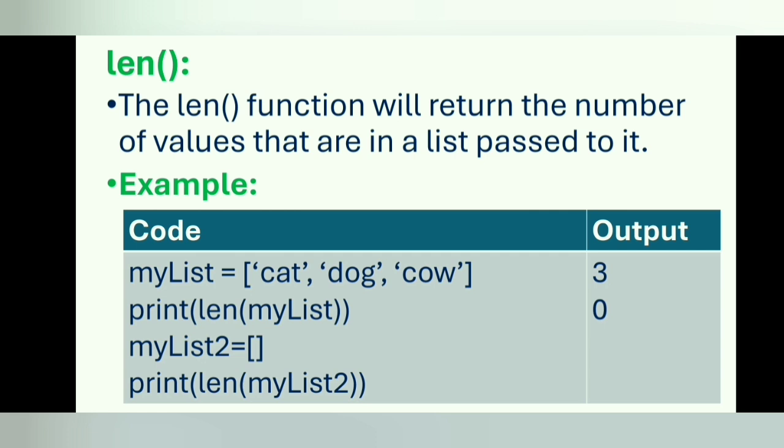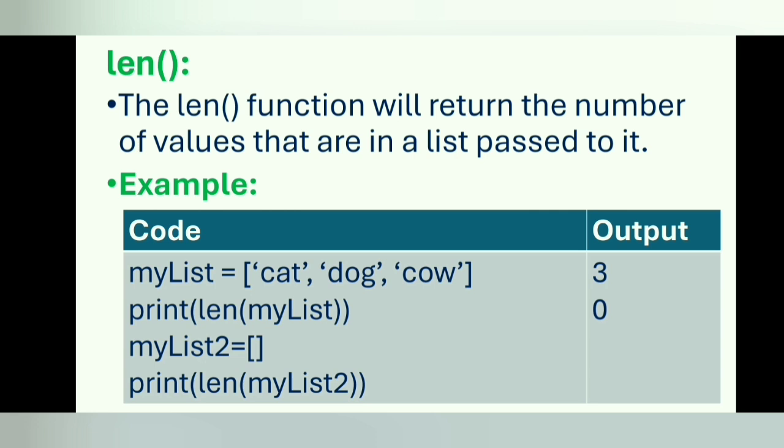Example. In this example, the first thing I did was create a new list with the three string elements cat, dog and cow and assign it to the variable mylist. The len function will return the number of values that are in a list passed to it. That means the len function returns the length of the list. It is then passed to the print function to be displayed on the screen.